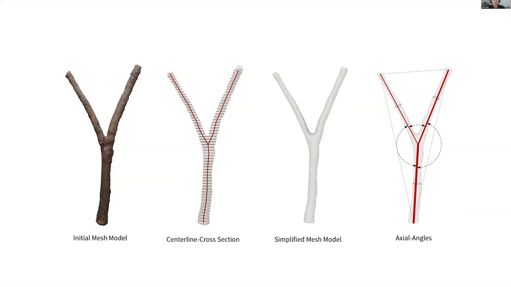First, the initial mesh model could provide sufficient accuracy for the computer vision based material localization process. And the centroid curve and the cross-section model could be used in the material allocation process. And the simplified mesh model is much more lightweight in modeling the joints and also detecting collisions in the robotic simulation process. And the axis angle can be used to generate a coordinate system. It can be used to transform the different models in the process.